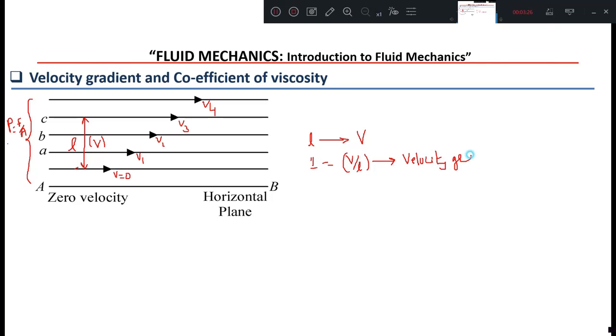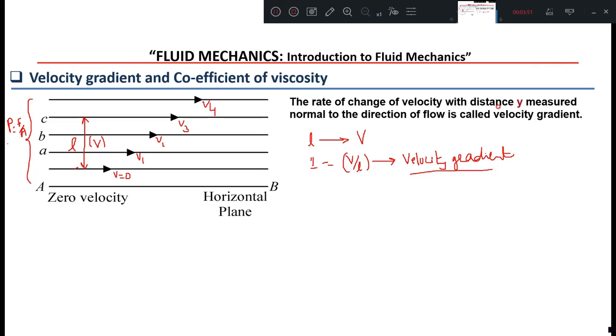Velocity gradient. Then what does it mean? Velocity gradient means velocity changing per unit height or per unit distance. In other words, the rate of change of velocity with a distance y measured normal to the direction of flow is called velocity gradient. If we take this as the y-axis and this as the x-axis, the rate of change of velocity with distance y measured normal to the direction of flow is called the velocity gradient.